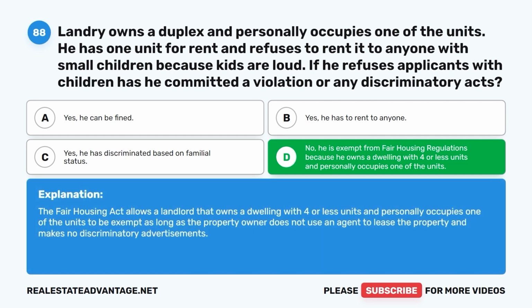The Fair Housing Act allows a landlord that owns a dwelling with 4 or less units and personally occupies one of the units to be exempt, as long as the property owner does not use an agent to lease the property and makes no discriminatory advertisements.